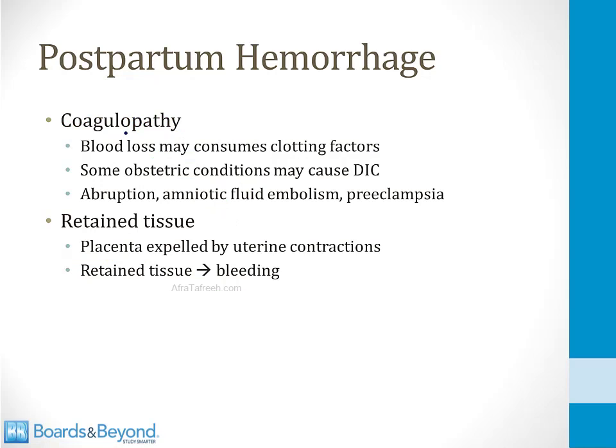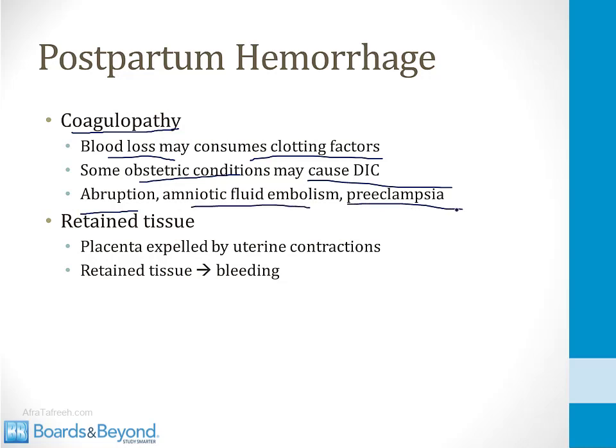In order for a woman to stop bleeding after delivery of a baby, she needs to have a normal clotting system. If she has any form of coagulopathy, she will continue to bleed. There are a couple of ways this can happen in pregnancy. First of all, blood loss at delivery may consume clotting factors, and if a woman does not have enough clotting factors left behind, she can be coagulopathic and prone to bleeding. In addition, some OB conditions can cause disseminated intravascular coagulation. So, for example, placental abruption, amniotic fluid embolism, preeclampsia, these are all associated in some cases with DIC.